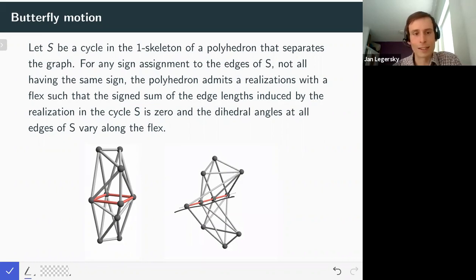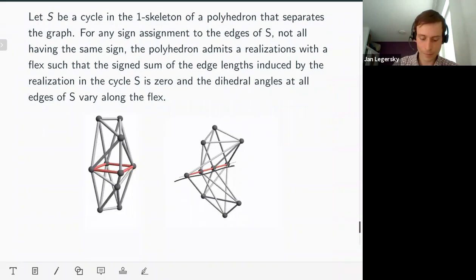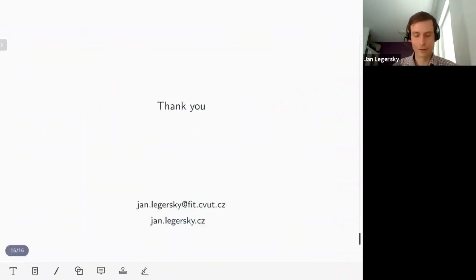Of course, not every cycle. If the polyhedron is not homeomorphic to a sphere, then a cycle doesn't necessarily separate the graph. So we need this extra assumption. Yeah, so that's all. Thank you.